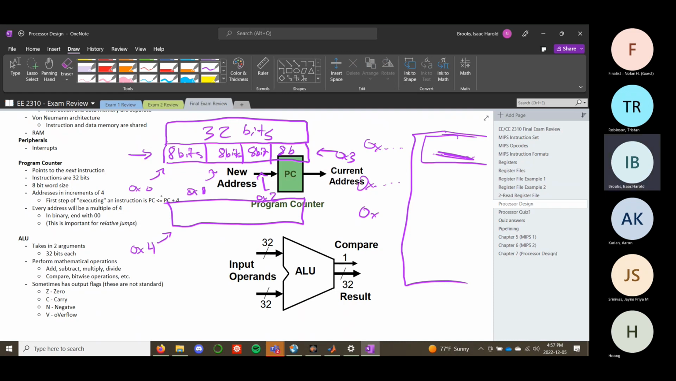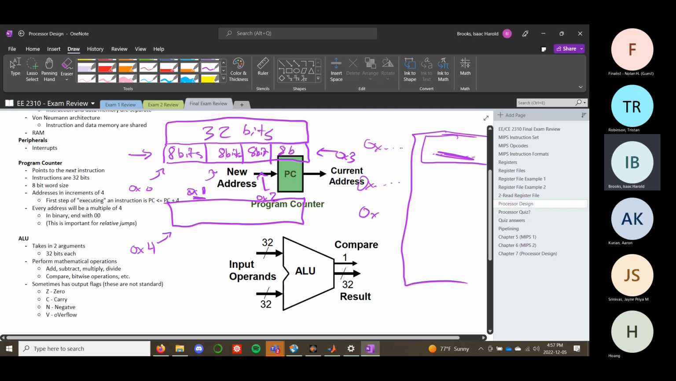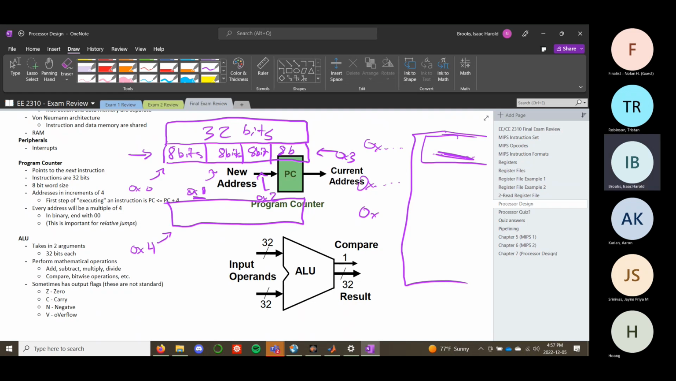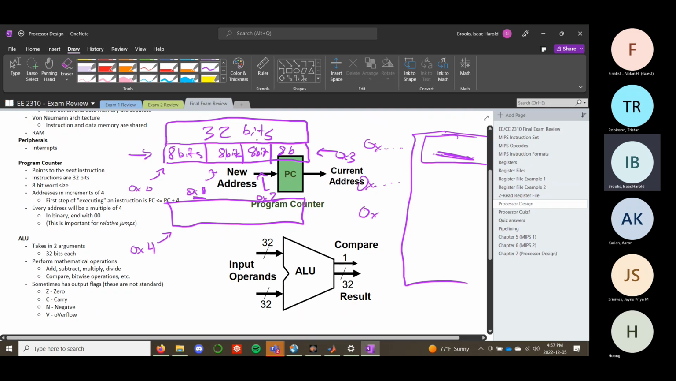So that's why we're doing PC plus 4 each time. These intermediate non-multiple-of-4 addresses exist, but they're never going to be the start of an instruction. And your program counter is always going to point to the start of the instruction. So that's why we do this PC plus 4 each time. Does that make sense?